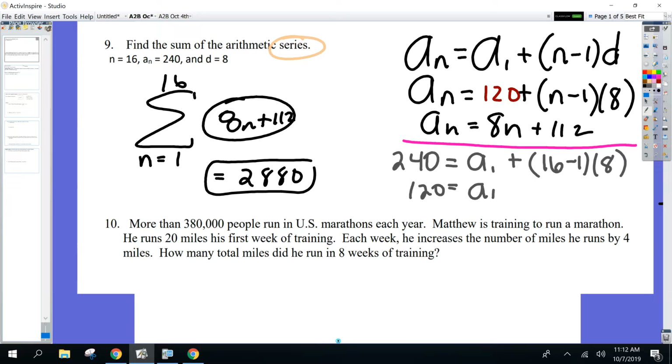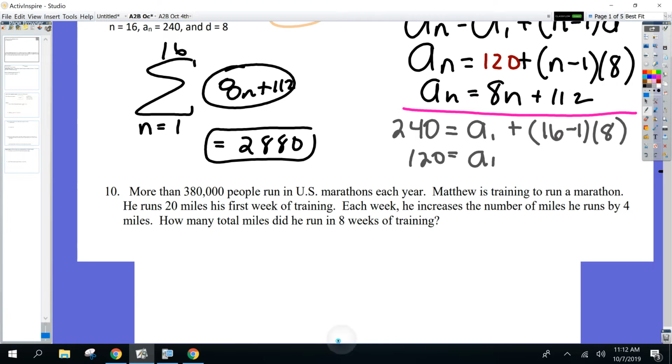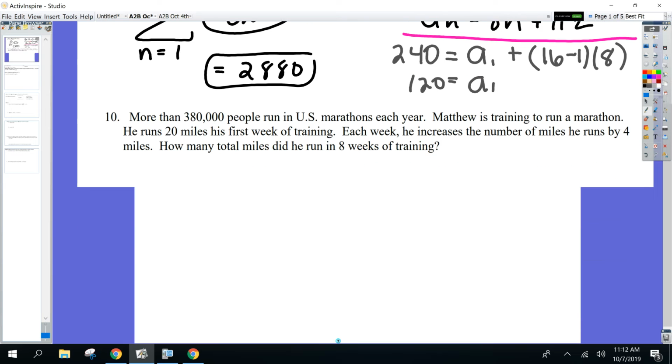Questions, because we're going to build one again. Okay, go to 10. Maddie's training for the marathon. He runs 20 miles the first week. Each week he increases it by 4 miles. How many total? Not how many miles is he going to run on week 8, how many total miles.